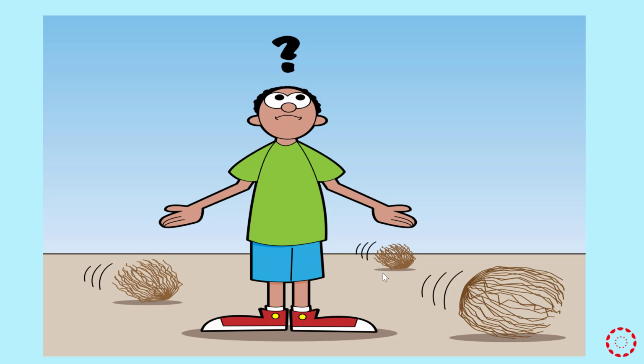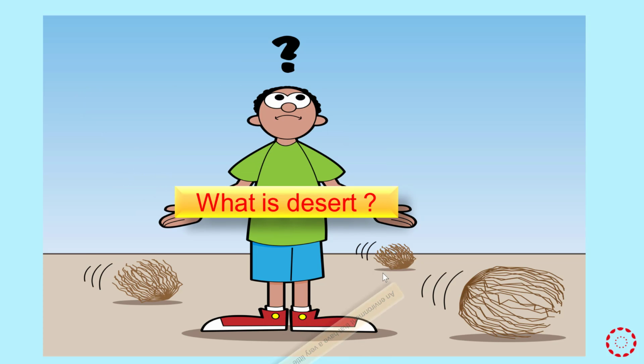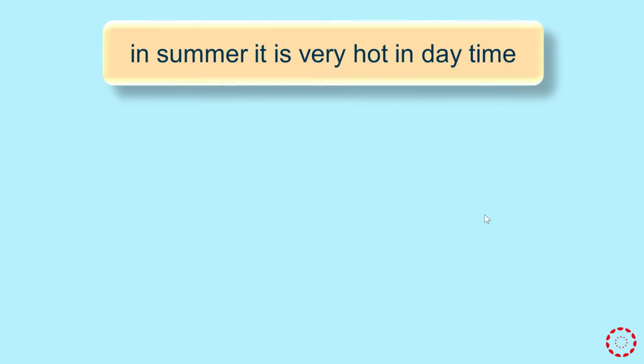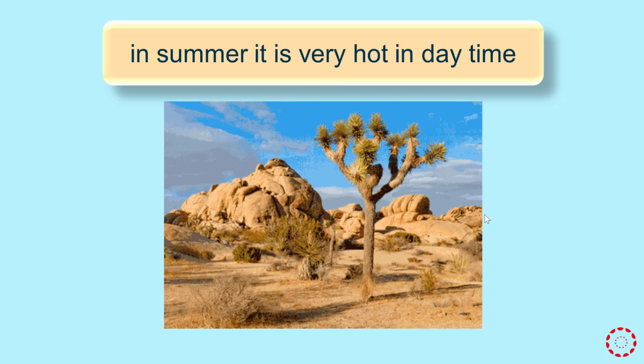Okay, the first environment we're gonna learn about is the desert environment. Desert is a place that is so hot and has very little water. Okay, so this is an environment. Why? Because it has living things and non-living things. So we can say it is an environment that has very little water, or very little rain. Okay, and we're gonna learn about daytime and nighttime in the desert.